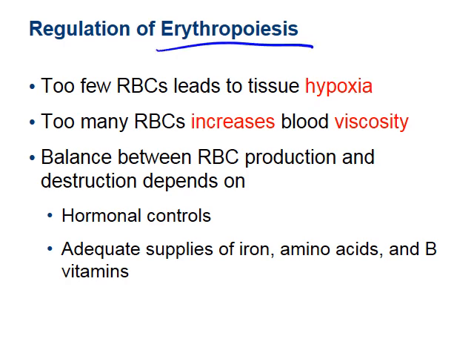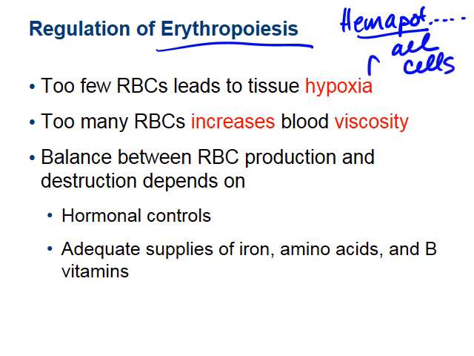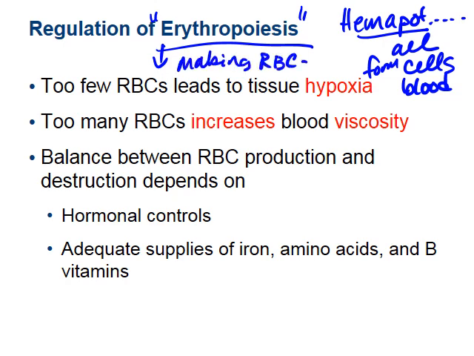Now they switch over and say, hey, let's talk about erythropoiesis. So remember, hematopoiesis is all formed cells in the blood. Now we're talking specifically about erythropoiesis. So this means making red blood cells specifically. So why do we care? Why do we have to have erythropoiesis?